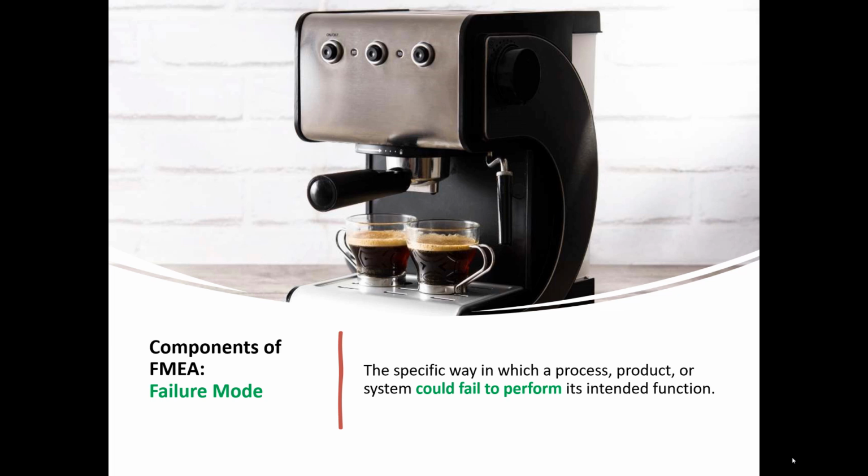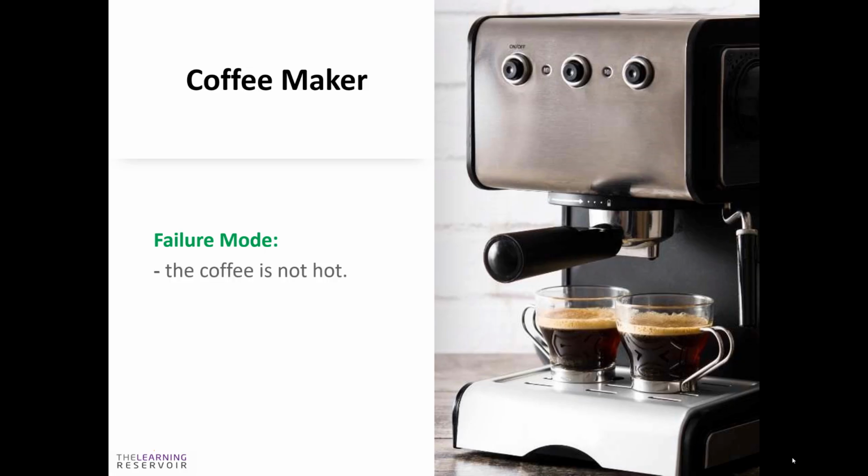So if we look at the coffee maker, if it wasn't to work as you would expect it to work, what could go wrong? What are the failure modes for that coffee machine? Well, one of them might be the coffee could be too hot. The coffee might not be hot. The coffee machine might not deliver the correct quantity of coffee into your cup. The coffee machine might leak. So there are all the different things that could go wrong.